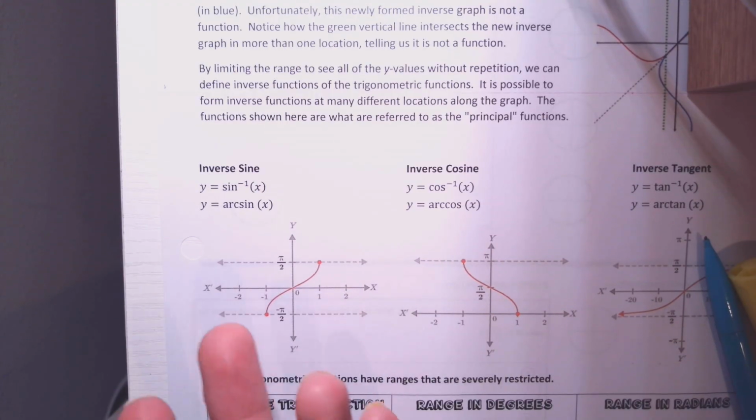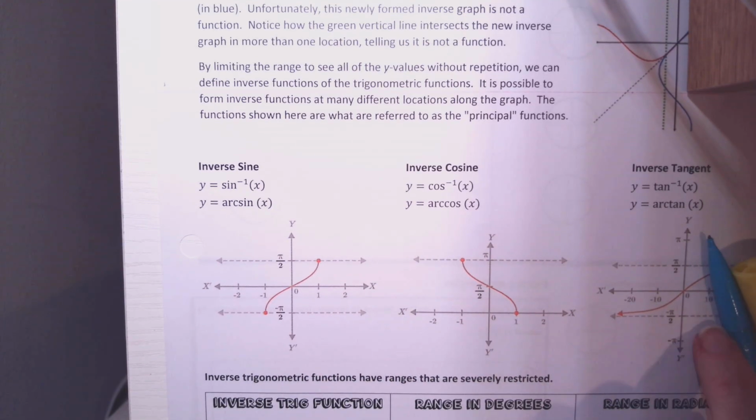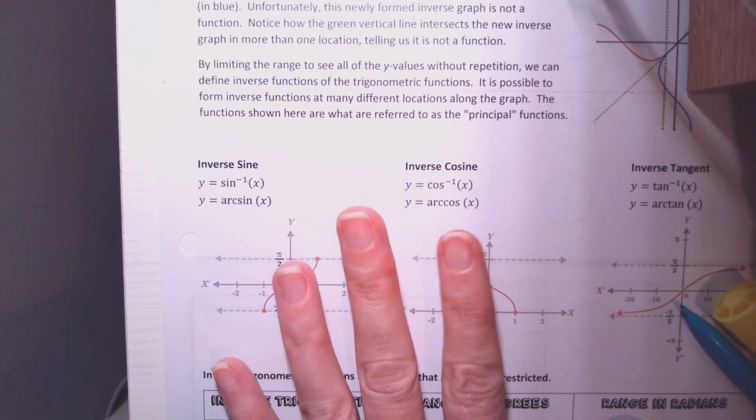And then we do the same thing for inverse cosine. If we take its original x and y's and switch them, and then restrict its domain. And then same thing for tangent. Tangent looks a little different though.